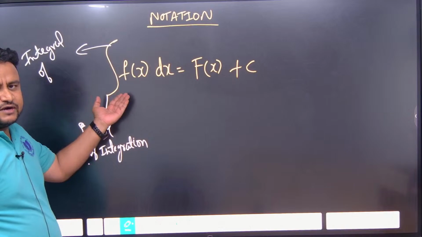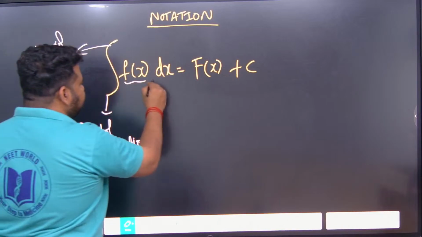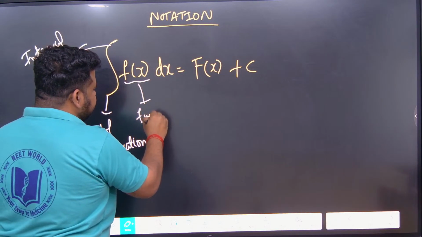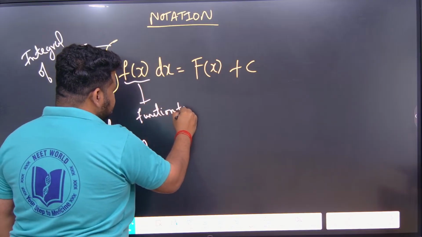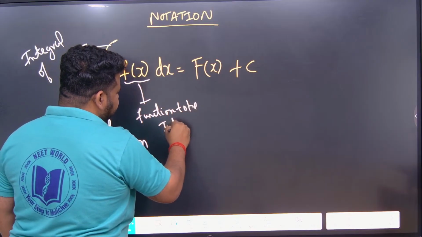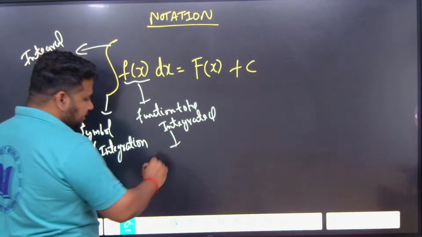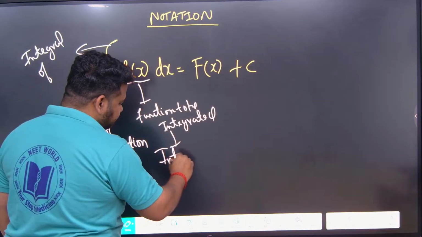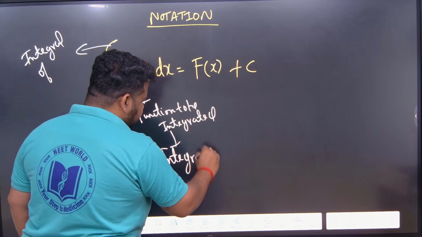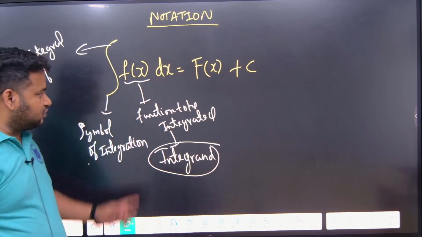This f of x is what? The function to be integrated. What do we call this? The function to be integrated is called the integrand.